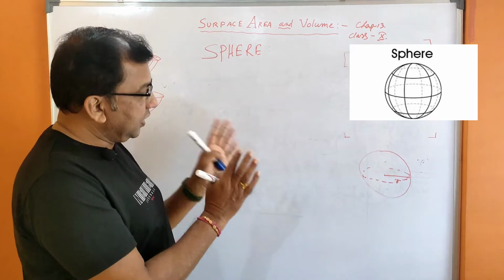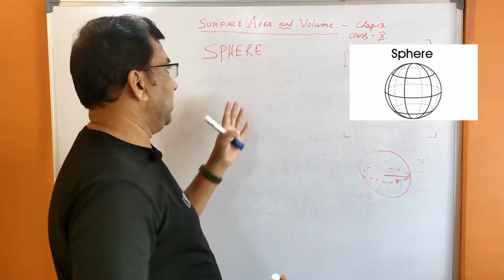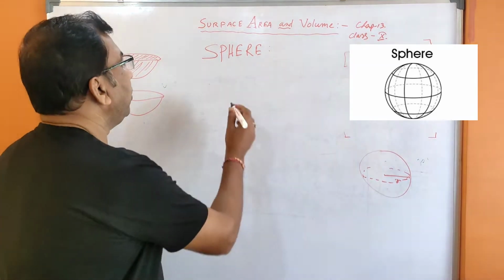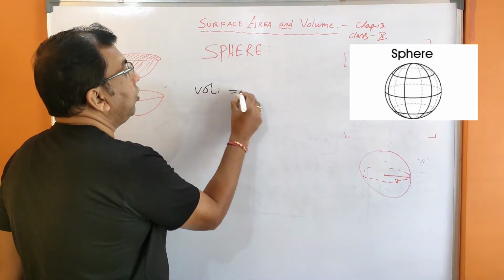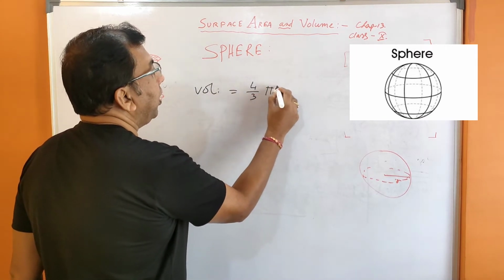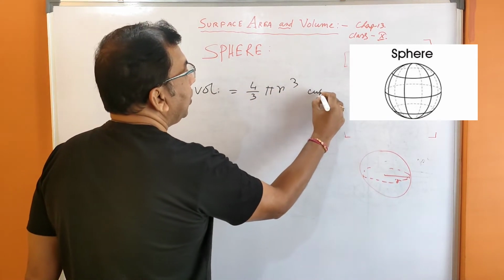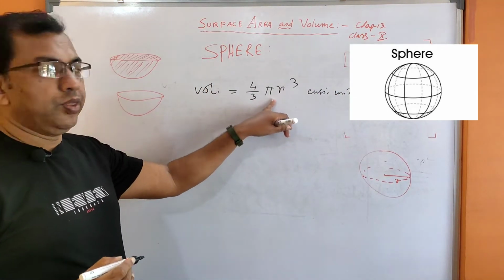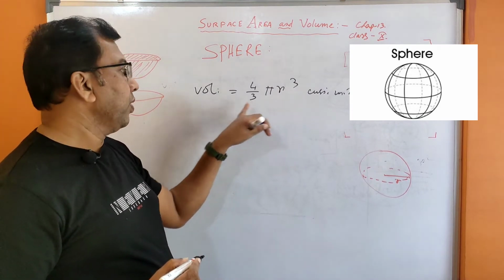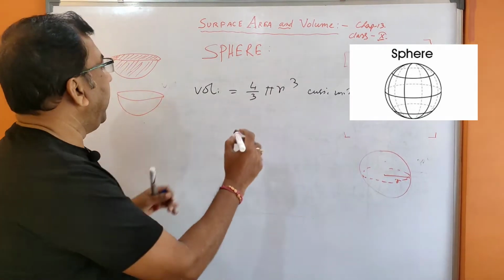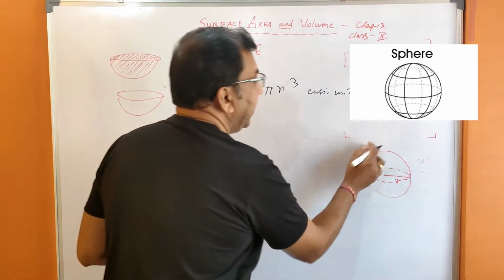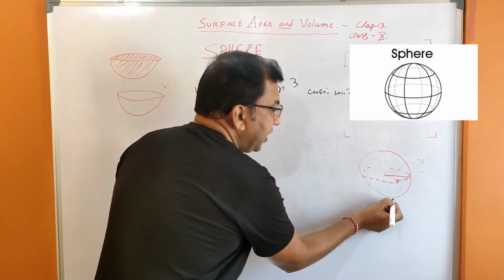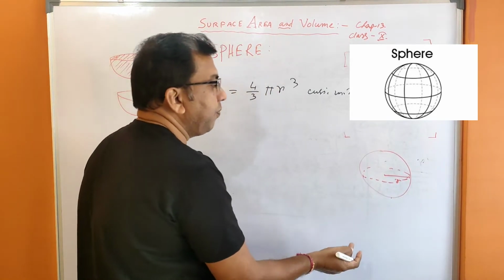So I will discuss how to find out the volume and surface area. The volume of a sphere is 4/3 pi r cube, cubic unit. Okay, cubic unit, 4/3 pi r cube is the volume of a sphere. And as this is a sphere, it has no plane surface. It has a pointed surface out here.